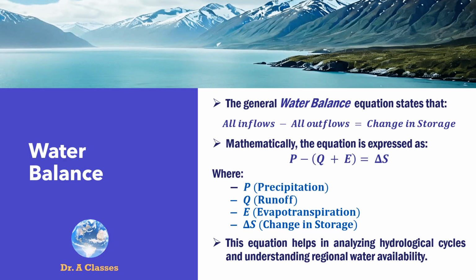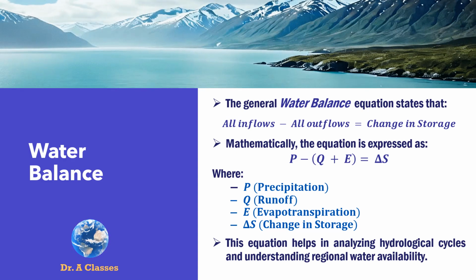Mathematically, it is expressed as P minus Q minus E is equal to delta S. P stands for precipitation. This is the total input of water into our system. It comes from various sources: rain, snow, hail, sleet, anything that falls from the sky.